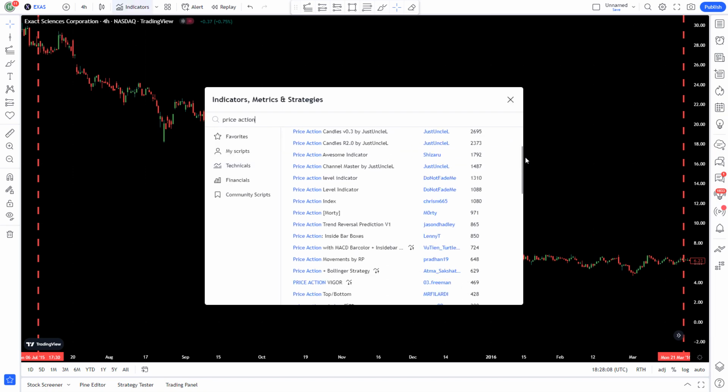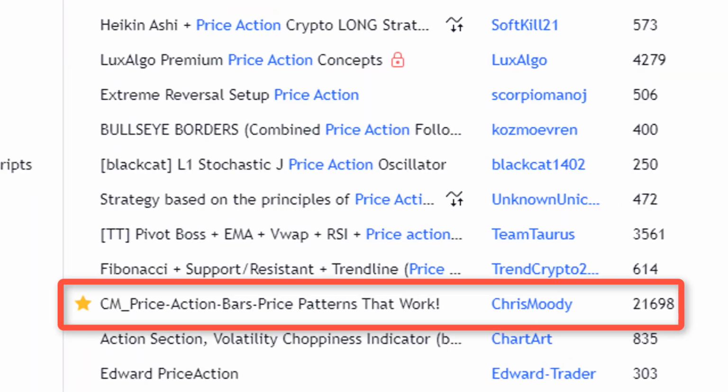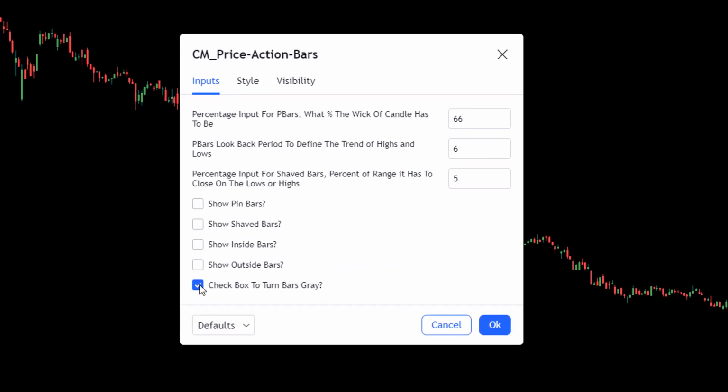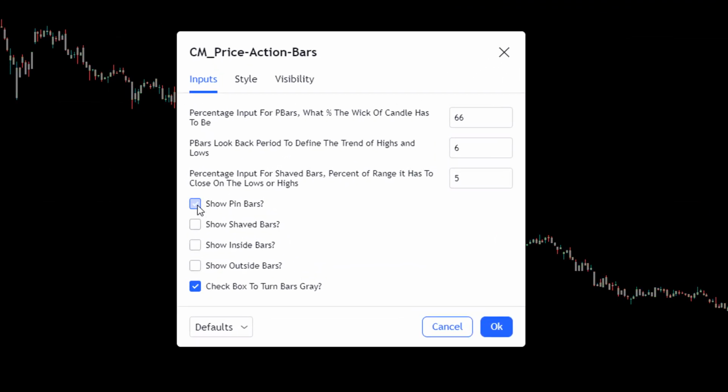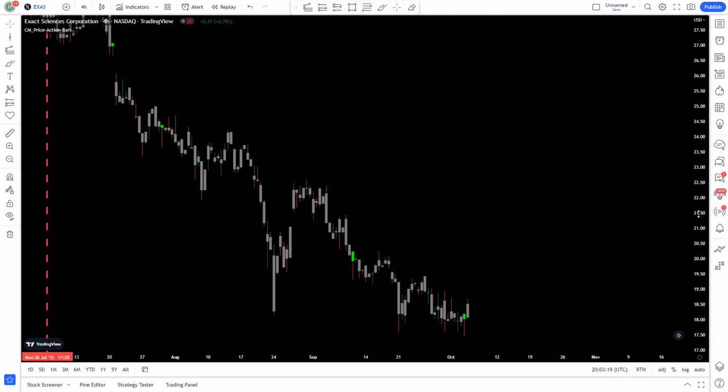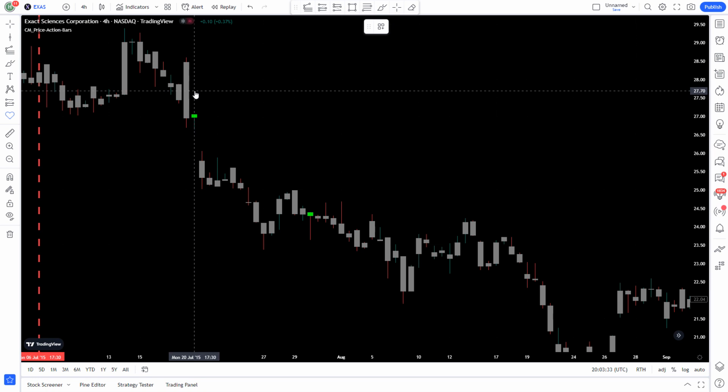Search for price action and scroll down until you see CM price action bars. Nothing will happen until you bring up the settings. Check to turn the bars gray, and they call hammers pin bars. Uncheck the red and click OK. All the hammers are now in green.